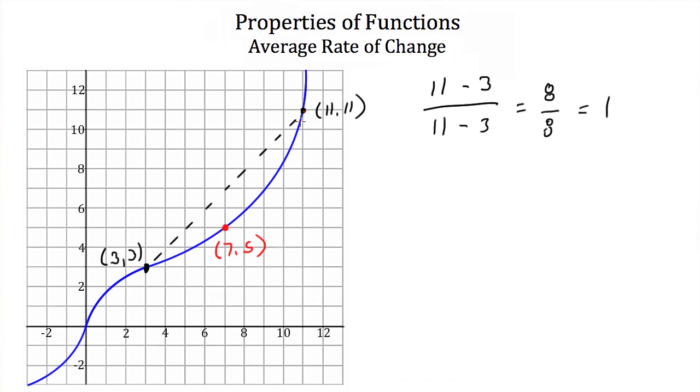Then I would approximate it with this line, and then my change in y becomes 11 minus 5, and my change in x is 11 minus 7. This is 6 over 4, or 3/2. So notice I have a different average rate of change when I pick 2 different points on my function. So if you're ever asked for the average rate of change of a function, you have to be given an interval, or 2 x values, to be able to find the average rate of change.